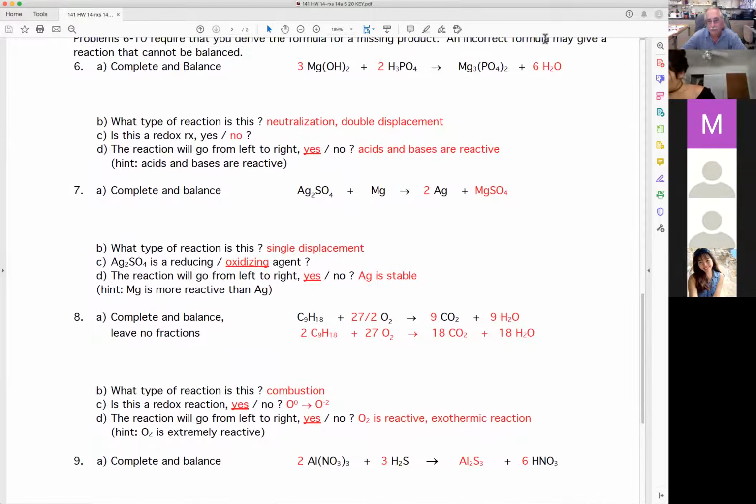So here's an acid-base reaction. Okay. Now, how do I know that this reaction will happen? Bases are very reactive, acids are very reactive, and water is what? Stable. Stable. Exactly.